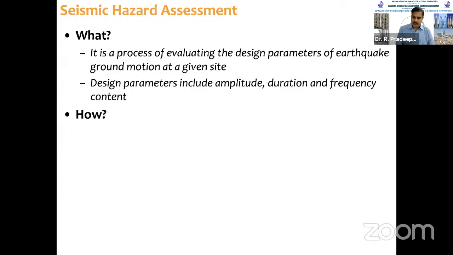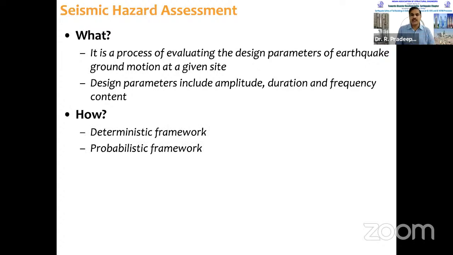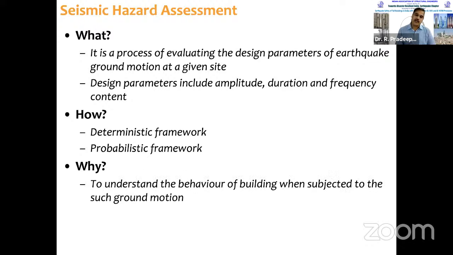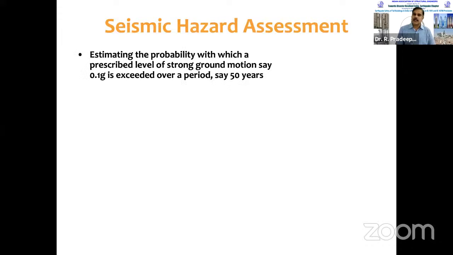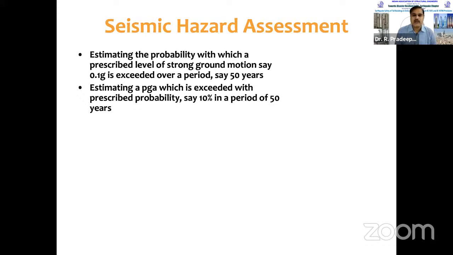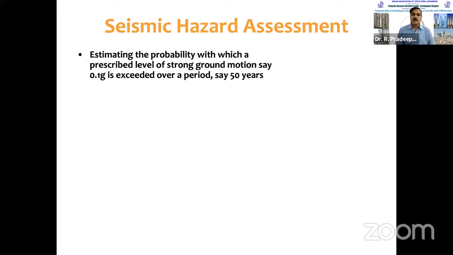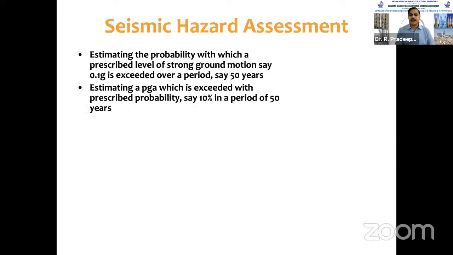How do we do this? There are two ways: the deterministic approach and the probabilistic approach. We do this to understand the behavior of buildings when they are subjected to these ground motion parameters. Now let's briefly look into hazard assessment. It is the probability with which a prescribed level of ground shaking, say 0.1 g, is exceeded over a 50 year period. The second way of looking at it is: what is the peak ground acceleration which is exceeded with a probability of 10% in 50 years? These are the two ways we can see it.